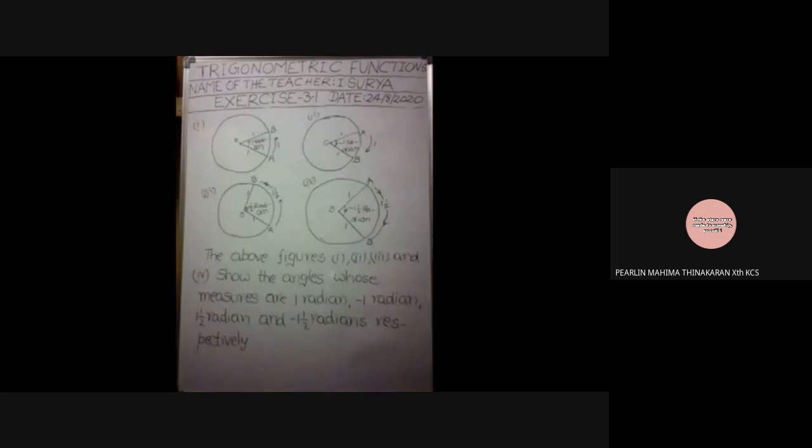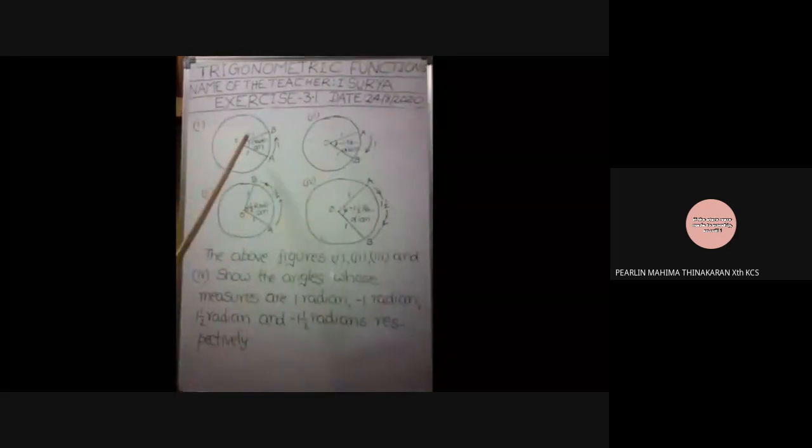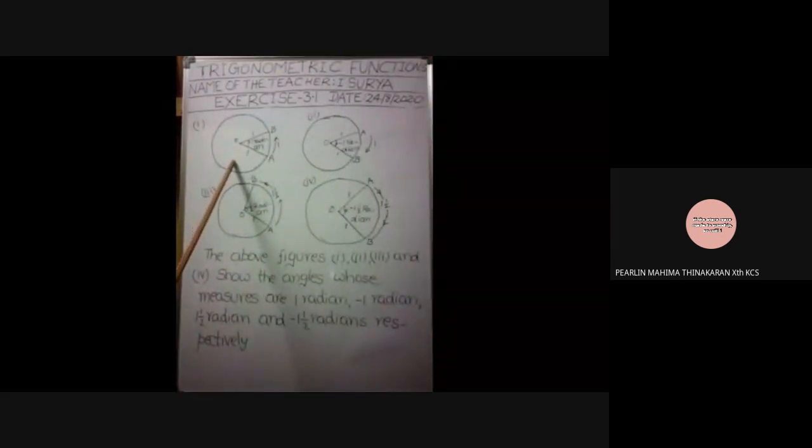Now observe these four diagrams, my dear children. See the first diagram. Let us discuss the first diagram. This is a unit circle. Unit circle means the radius of this circle is 1 unit. So OA is a radius and OB is also a radius, 1 unit.